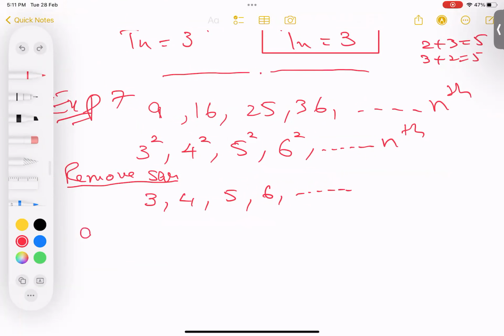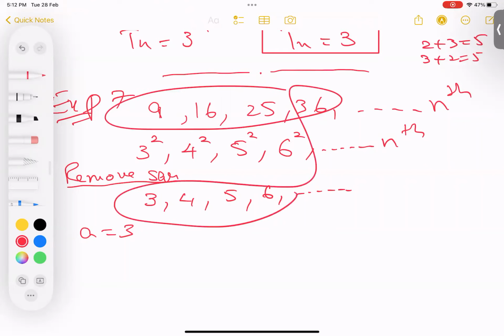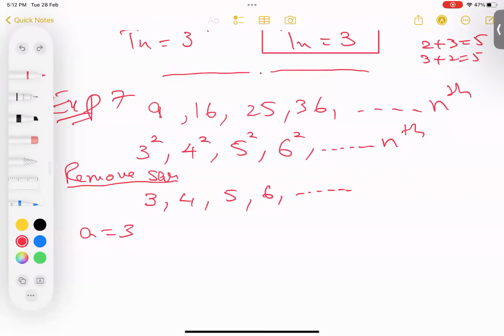How AP, sir? Check it. A, the first term, is 3, and 4 minus 3 is 1. 5 minus 4 is 1. 6 minus 5 is 1. So this sequence turned out to be an arithmetic progression. And so D is equal to 4 minus 3. And I believe you're understanding, my students.